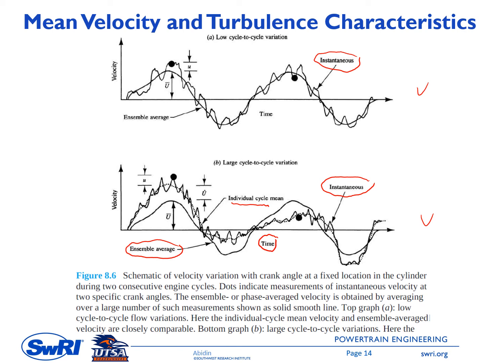As you can see here, for the case that has a large cycle-to-cycle variation, there is a difference between the ensemble average and the individual cycle average. So when we talk about the smoothness of the engine operating condition, this one has better cycle-to-cycle variability. It means it has less cycle-to-cycle variability.